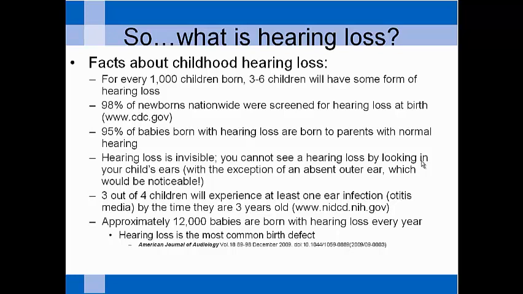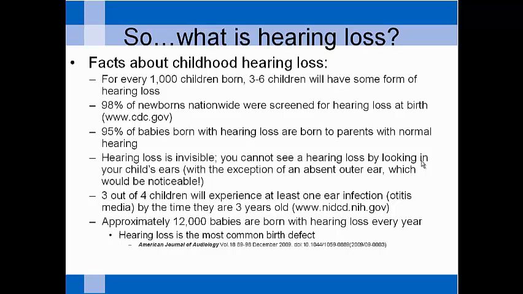And this is a very interesting tidbit. 3 out of 4 children will experience at least one ear infection, also known as otitis media, by the time they are 3 years old. So a lot of children often have ear infections when they're getting older, some a lot more than others.